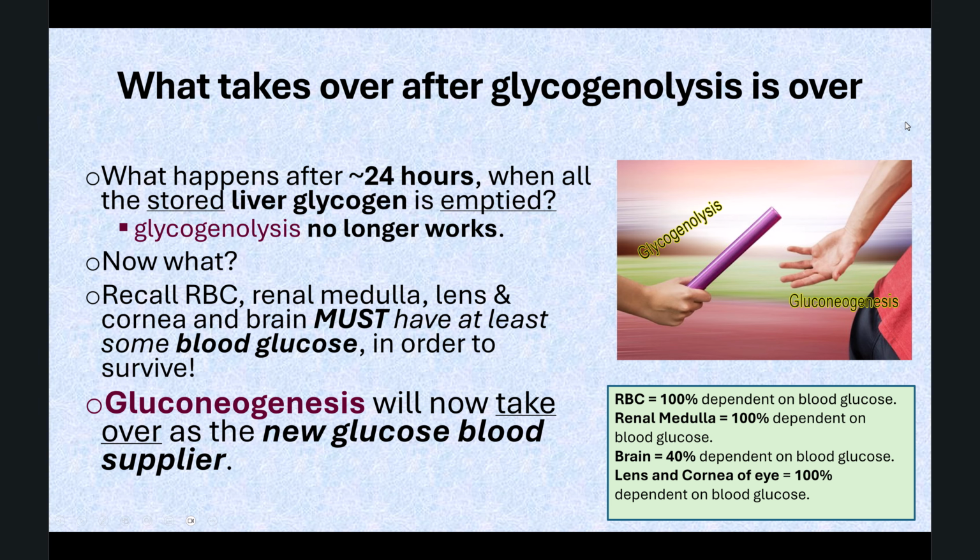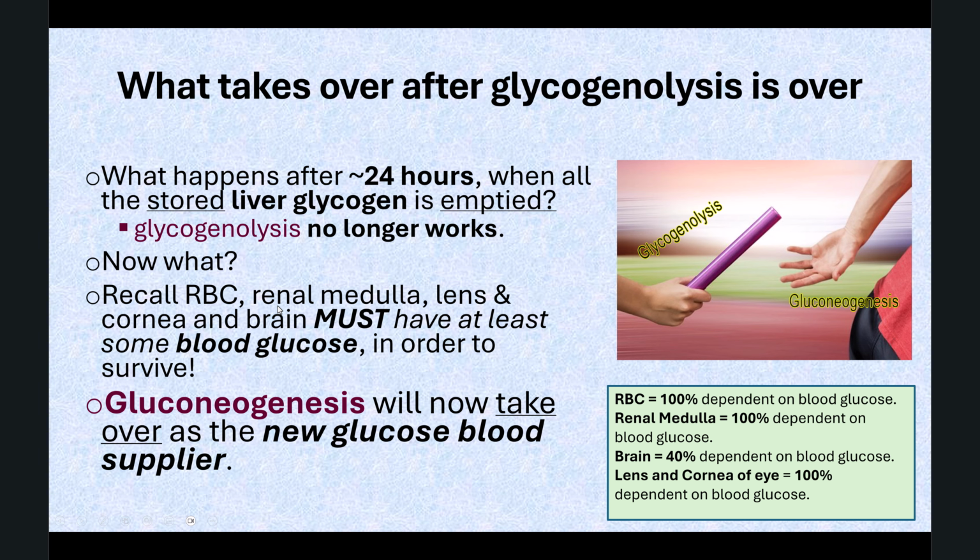All right, so what happens when glycogen runs out? Normally glycogen runs out after about 24 hours. Now what's going to happen? Well, this is where gluconeogenesis comes in. It takes the baton from glycogenolysis, the breakdown of glycogen, and it usually kicks on at 24 hours.